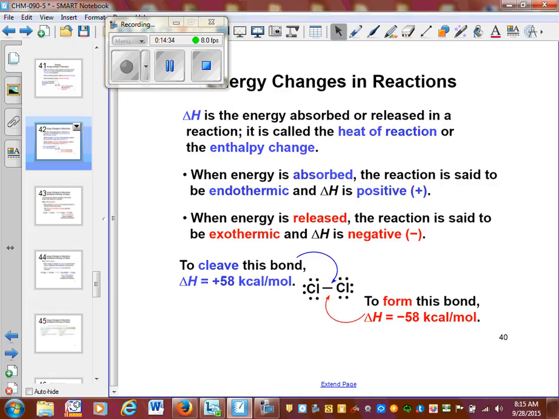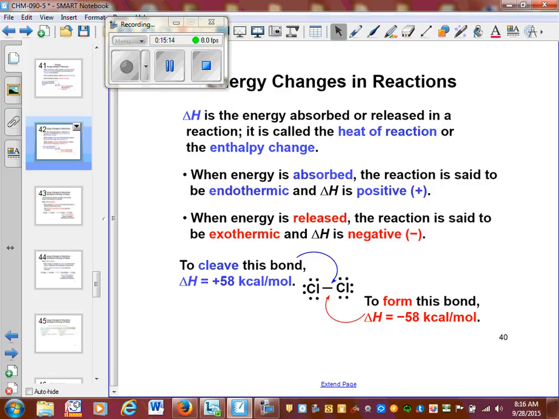Okay? When energy is absorbed, the reaction is said to be endothermic. Delta H is positive. So, a reaction that absorbs energy, you can think of those chemical ice packs where you got the little bag inside the big bag and you pop the little bag and you shake it and it gets cold. Well, feels cold to you, because that reaction absorbs energy. And if you're holding it, where does it absorb energy from? Your skin. So as you remove energy from your skin in the form of heat, it feels cold.